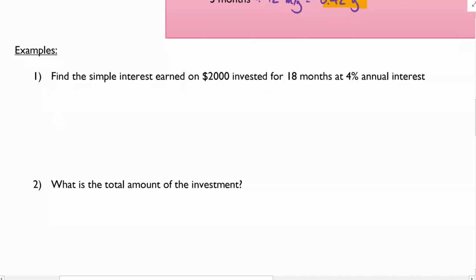It says, find the simple interest. Look at that clue. Simple interest earned on $2,000 invested for 18 months at 4% annual interest. Okay, we've got $2,000 invested for 18 months, 4% annual interest. Let's work this out. The first thing I want to talk about is, did you notice it says simple interest, right? So obviously we are going to use the formula I equals PRT.